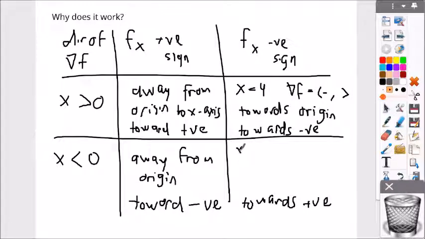Because let's say we have x equal to 4, or x equal to negative 4, and we have f sub x having a negative sign, then we get the gradient of f is positive, which means it wants to go in the positive direction. Because if you go more and more negative, it's just going to be decreasing, more and more decreasing. And you don't want to go in the direction of decreasing, you want to go in the direction where it increases. So this goes towards the origin.